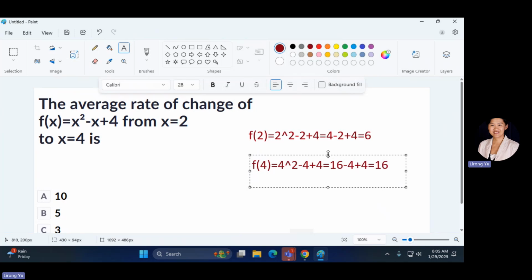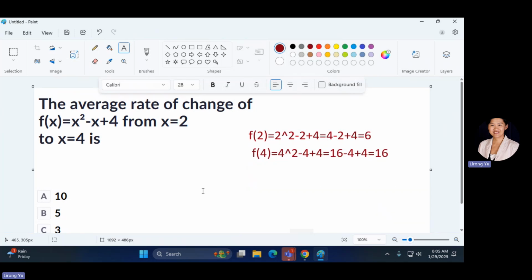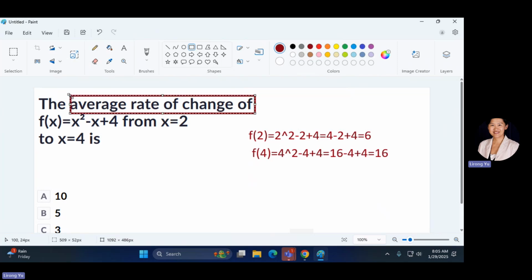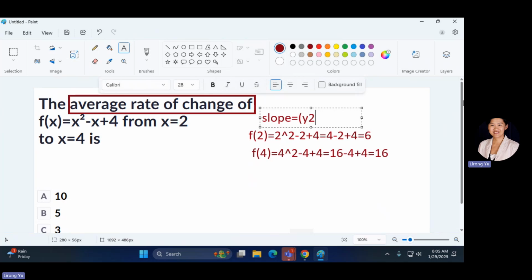Once we find the y values, we can start calculating the rate of change, actually the average rate of change. That is essentially the slope. So we are calculating slope from the two points. In order to calculate slope, slope is equal to, as we mentioned in the definition, y2 minus y1 divided by x2 minus x1.